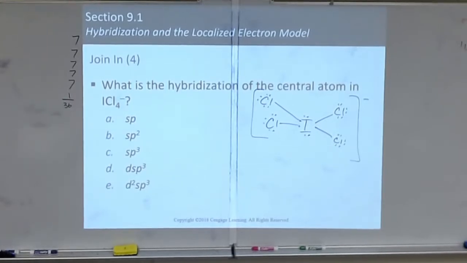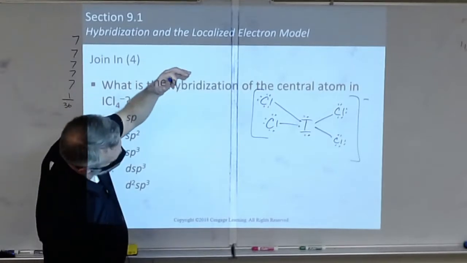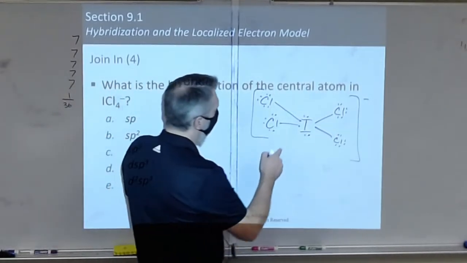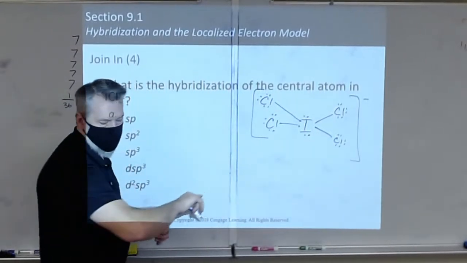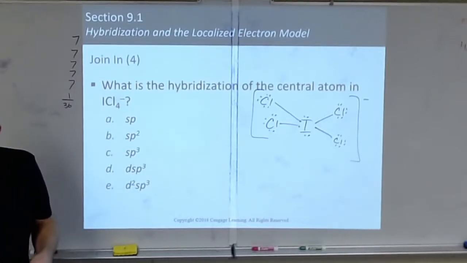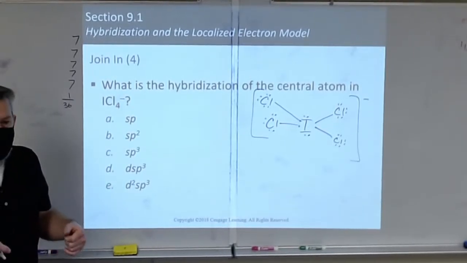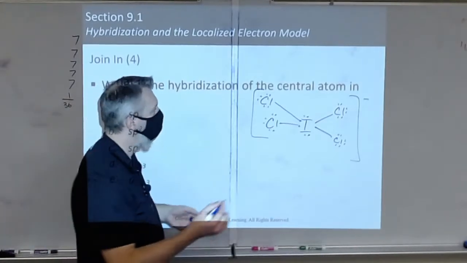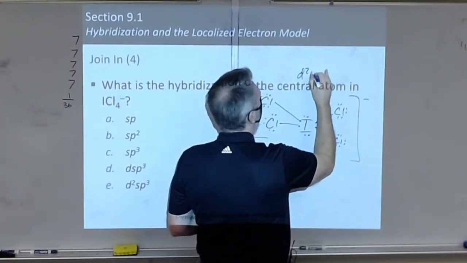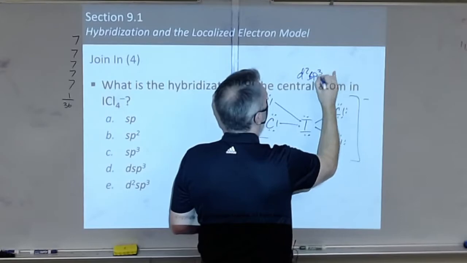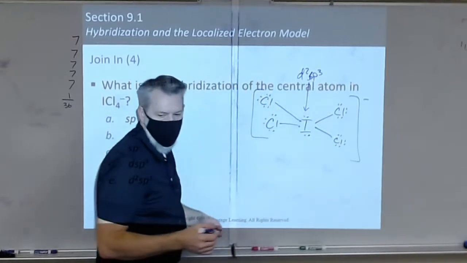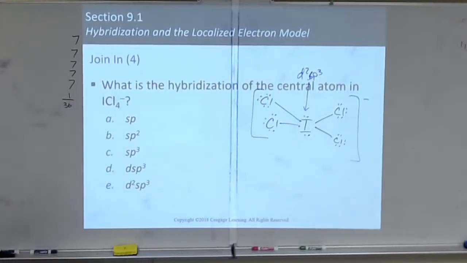All right. So I look at this. All right, it's kind of like life. So we got this here. How many regions of electron density around the I? 6. That means it is d2sp3 hybridized. By the way, what kind of shape is this?